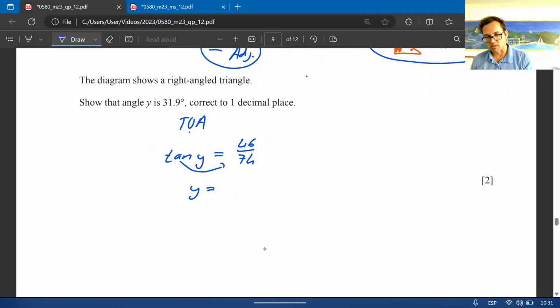We need to move the tan to the other side. Alright, but change sides, change sign, change plus becomes a minus, and times becomes a divide. What does tan do? Becomes the power of minus 1.